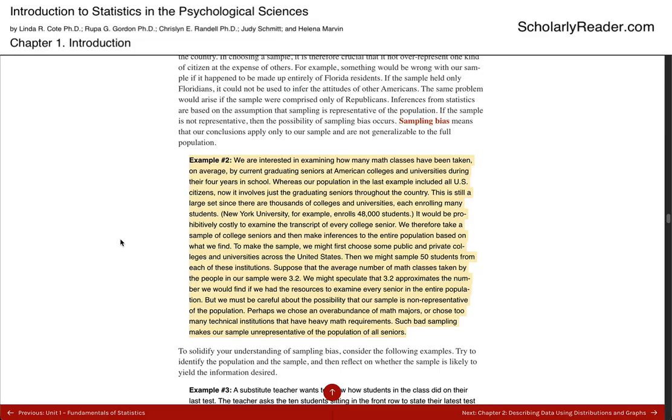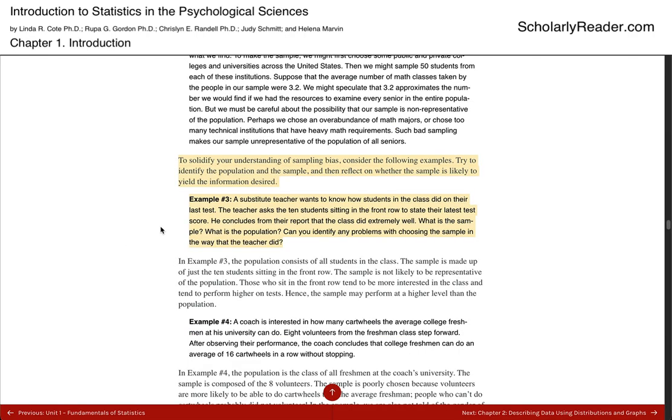Such bad sampling makes our sample unrepresentative of the population of all seniors. To solidify your understanding of sampling bias, consider the following examples. Try to identify the population and the sample, and then reflect on whether the sample is likely to yield the information desired. Example number 3.